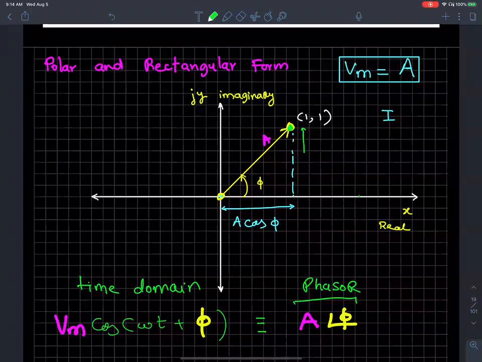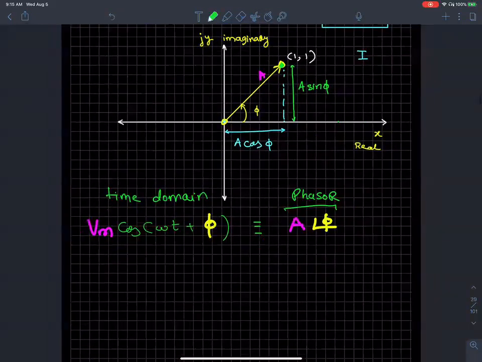How about the distance between this point and the x-axis? What would that value be? A sine phi. Thank you. Because remember, if this is your phi, the opposite side to phi is A sine phi. The adjacent side to phi is A cos phi. Now if you want to represent this number, this guy, A sine phi, is the y coordinate, and A cos phi is the real part.